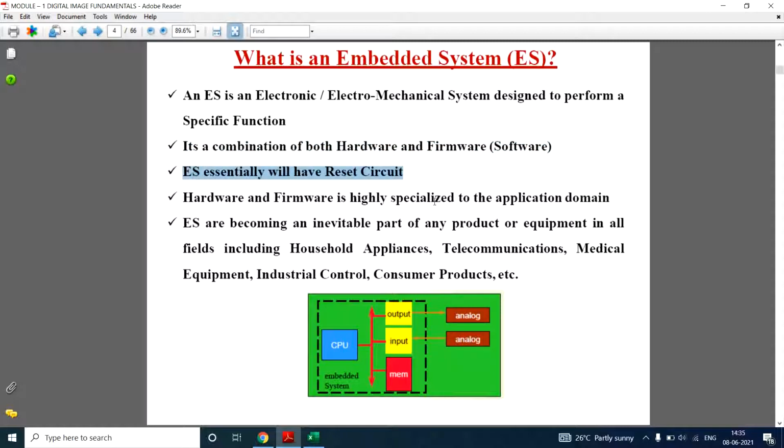Why should it have a reset circuit? Because whenever an embedded system is working, suppose the system malfunctions or does anything wrong, it has to be reset quickly. Whenever it resets, the program counter starts pointing from the beginning of the address. The system gets reset and again starts performing correctly. So a reset circuit is a must for an embedded system.